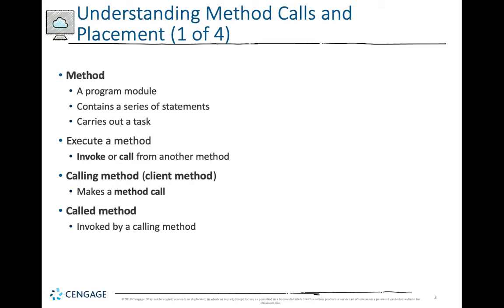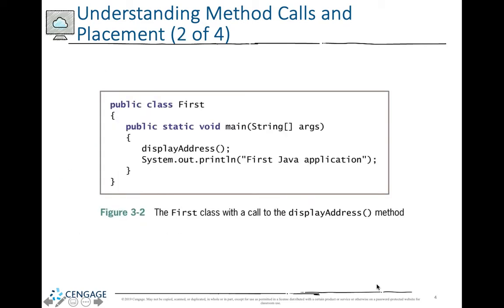Methods can be invoked or called. And as you see in your PowerPoint slide, invoke or call, that terminology is going to be used over and over again throughout your software development career. How a method is invoked or how it's called. So you kind of need to get familiar with those phrases. The calling method is often called the client method. And the called method that is invoked is called from a calling method. Right? It's pretty straightforward.